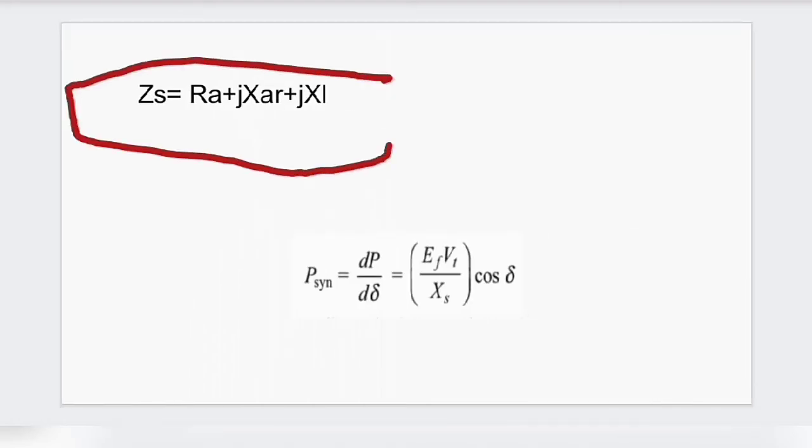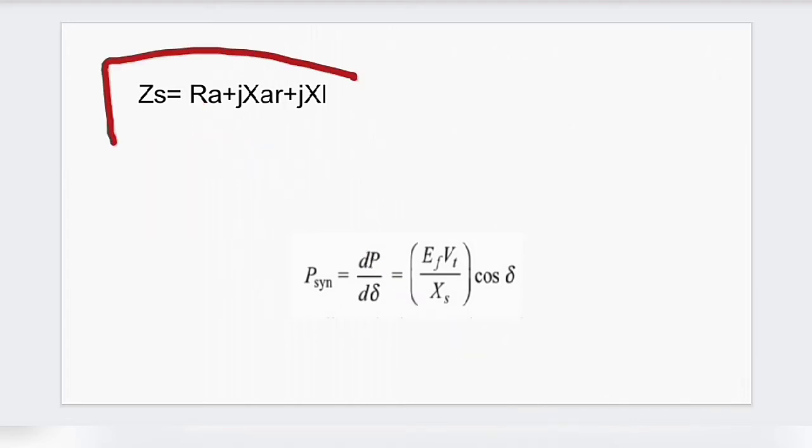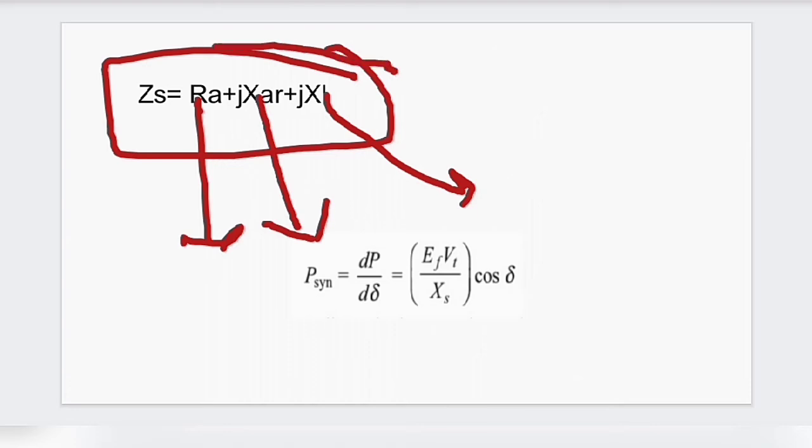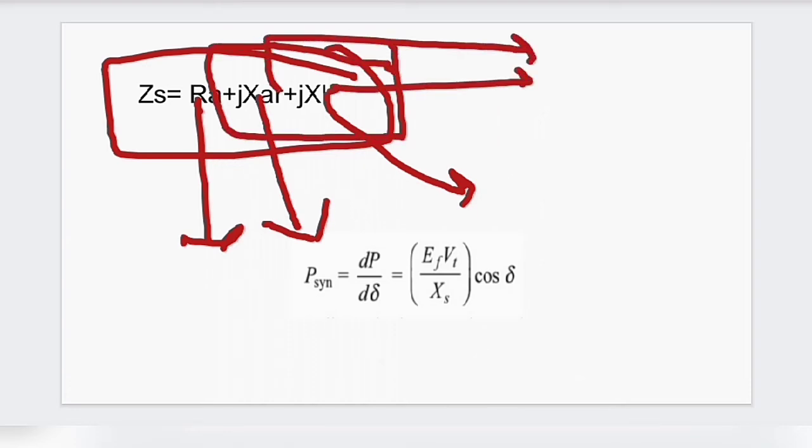Here you see the synchronous impedance ZS is equal to the armature resistance plus the armature reaction reactance plus the leakage reactance. From this combination we make the synchronous impedance. XAR and XL, the armature reaction reactance and the leakage reactance, combined are called the synchronous reactance.